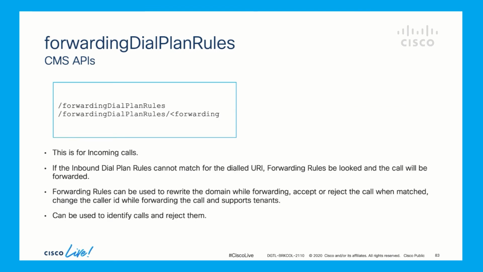Forwarding rules work for the incoming calls too. These rules act as a failover for incoming rules. If none of the incoming rules are matched, CMS will assume the call is to be forwarded and will check the forwarding rules. Major use case for forwarding rule is to rewrite the domains. You can also use these rules to identify some calls and drop them. This can act as a mini firewall for dialed URIs.